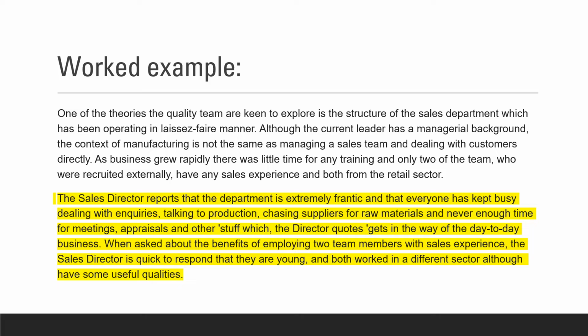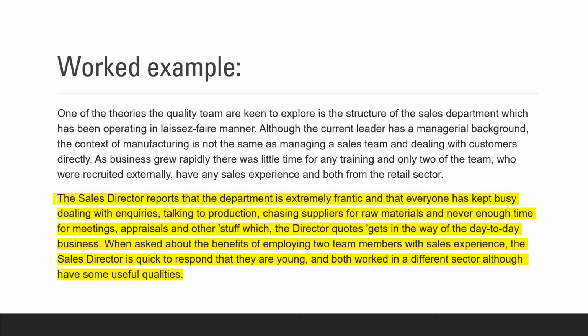Now let's carry on. One of the theories the quality team are keen to explore is the structure of the sales department, which has been operating in a laissez-faire manner. Although the current leader has a managerial background, the context of manufacturing is not the same as managing a sales team and dealing with customers directly.